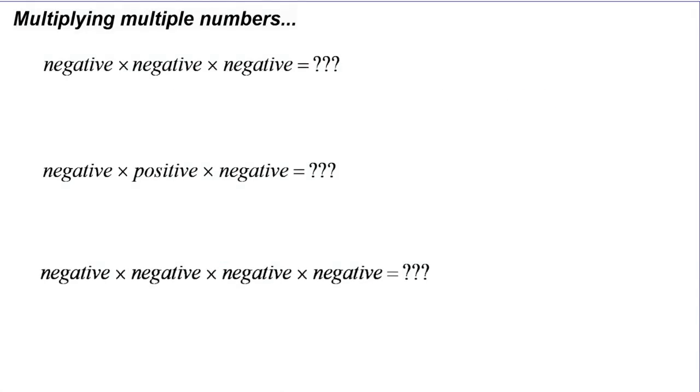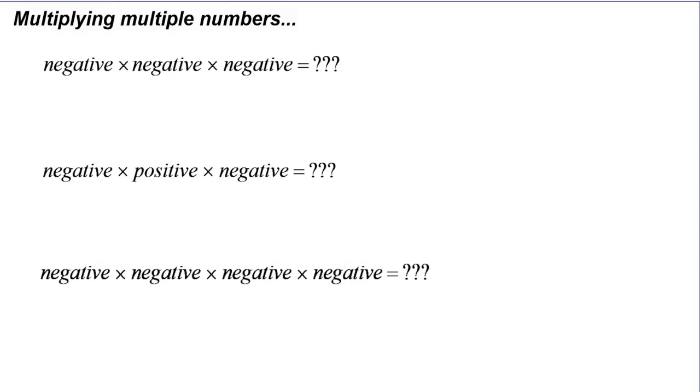Well, what happens when we multiply multiple numbers together? What happens if we're multiplying 3 numbers together, 4 numbers together, or more than 4 numbers together? Well, let's try to make some predictions here on what these types of products are going to be. So if you'd like to pause the video and make a prediction on these 3 scenarios, that'd be great, because I'm going to explain how they turn out right now.